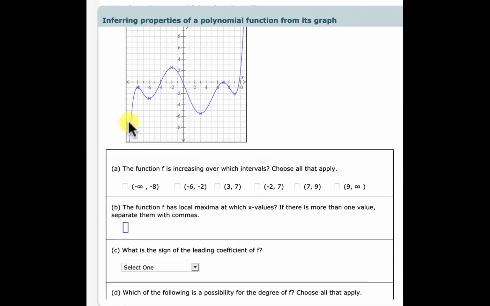So I see that the left arm is falling and the right arm is rising. You need to know about the degree before you can talk about the leading coefficient. So before I can worry about positive and negative leading coefficient, I need to figure out was it even or was it odd? I would say odd, because the ends are going opposite directions.